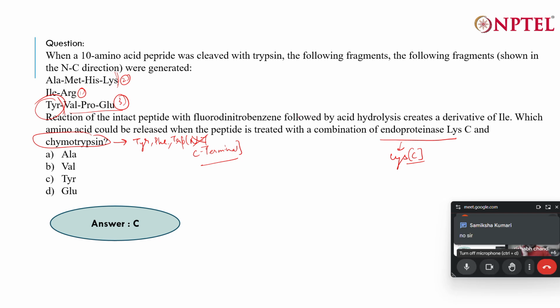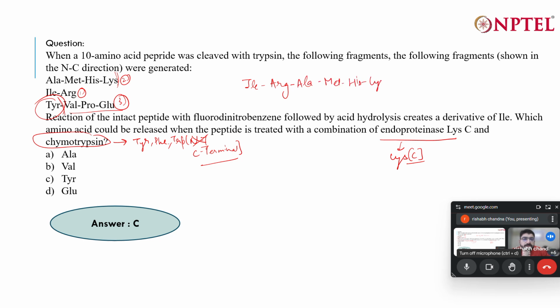Okay, then I'll explain again. From the last question that we have seen, the sequence of the peptide will be: this is the first peptide, followed by histidine, lysine, then tyrosine, then valine, proline, and glutamate. So this was the correct sequence of the peptide that we had from the last question.